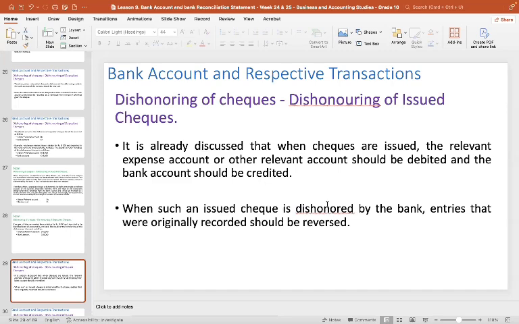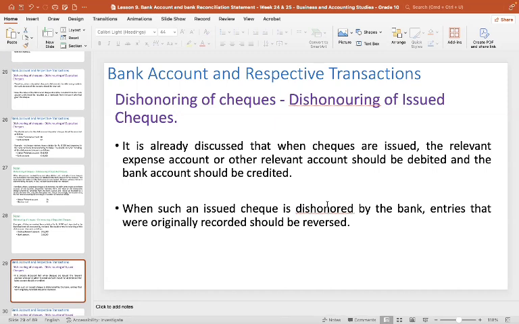So we have already discussed that when checks are issued, the relevant expense account and the other relevant account will be debited and the bank account is credited, because we are issuing the check and my bank balance is going down. Because of that, I am debiting my expenses account and crediting my bank account. When such an issued check is dishonored by the bank, the entries that were originally recorded should be reversed.